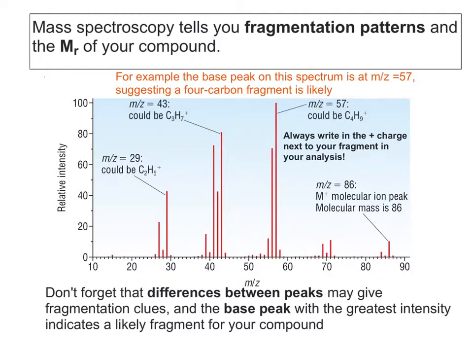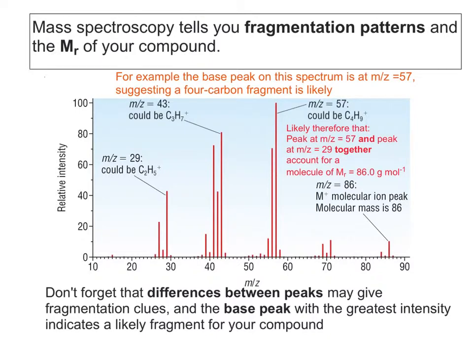So I mentioned the differences between peaks. If you look at the difference between 29 and 43, or the difference between 43 and 57, it accounts for CH2 really, doesn't it? So you can see the differences between the two possibilities. What's interesting though is the molecular mass is 86. So the example this particular spectrum came from indicated that the molecule was an alkane.